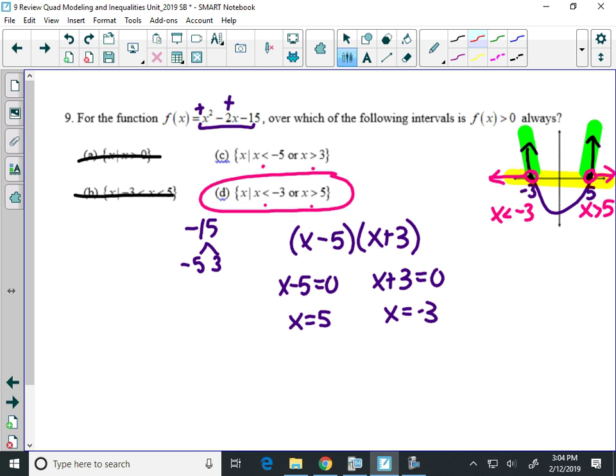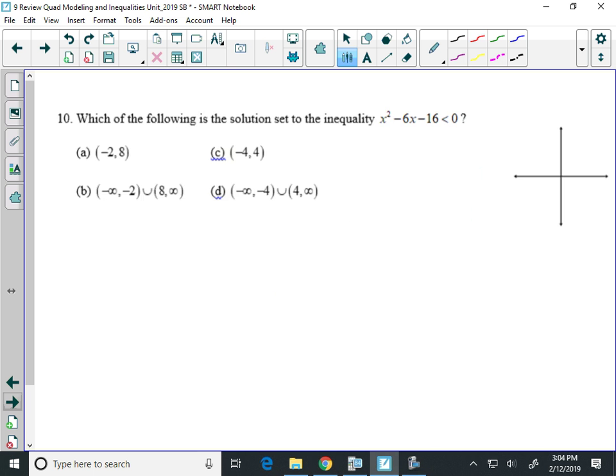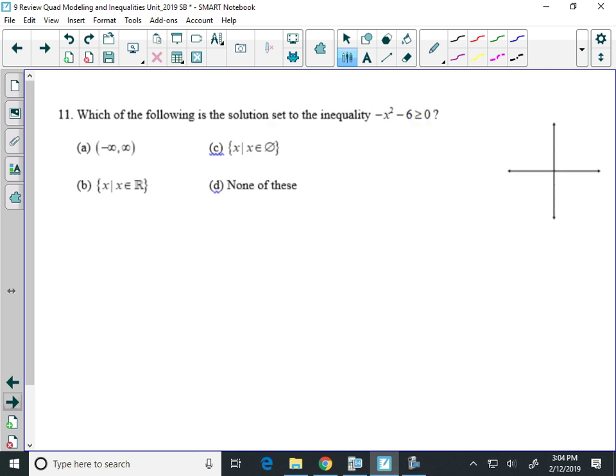All right, and the last one I want to try is number 11. Number 11 here, which of the following is a solution set to the inequality -x² minus 6 is greater than or equal to 0? Well, to graph this one, we could try factoring. So the only thing to factor out here would be a -1, which would give me x squared plus 6. But then x squared plus 6 doesn't factor. So this is a prime quadratic.